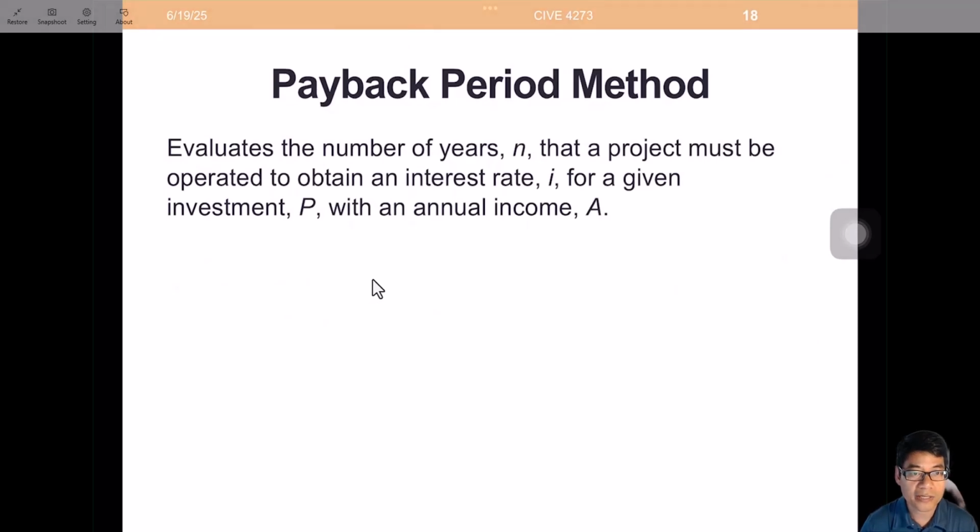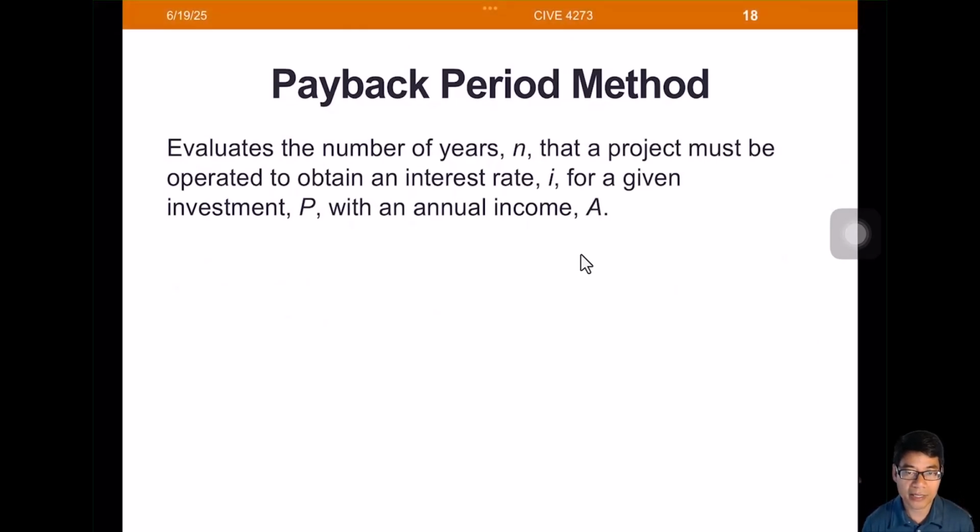Now let's take a look at the example of payback period method. So when should we use the payback period method? Payback period is used when you already have a project with a given initial investment P, and also the annual income. You can treat this as the net profit, which is the term A. We also have the interest rate, but now we need to try to solve for N, the number of years you have to run the project in order to obtain the desired rate of return or interest rate given the initial investment and annual income.